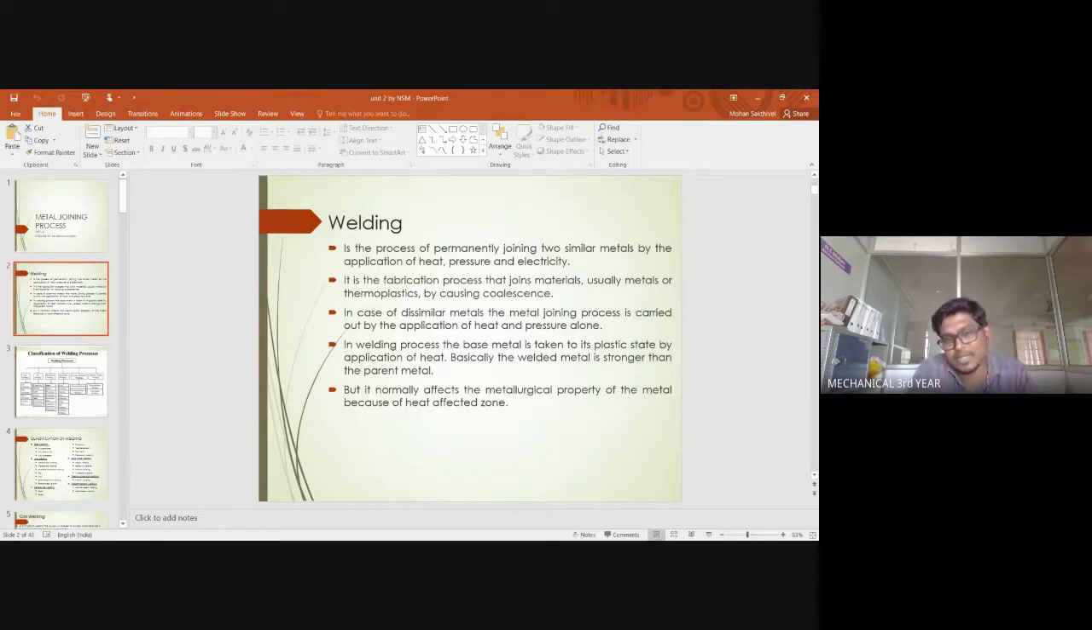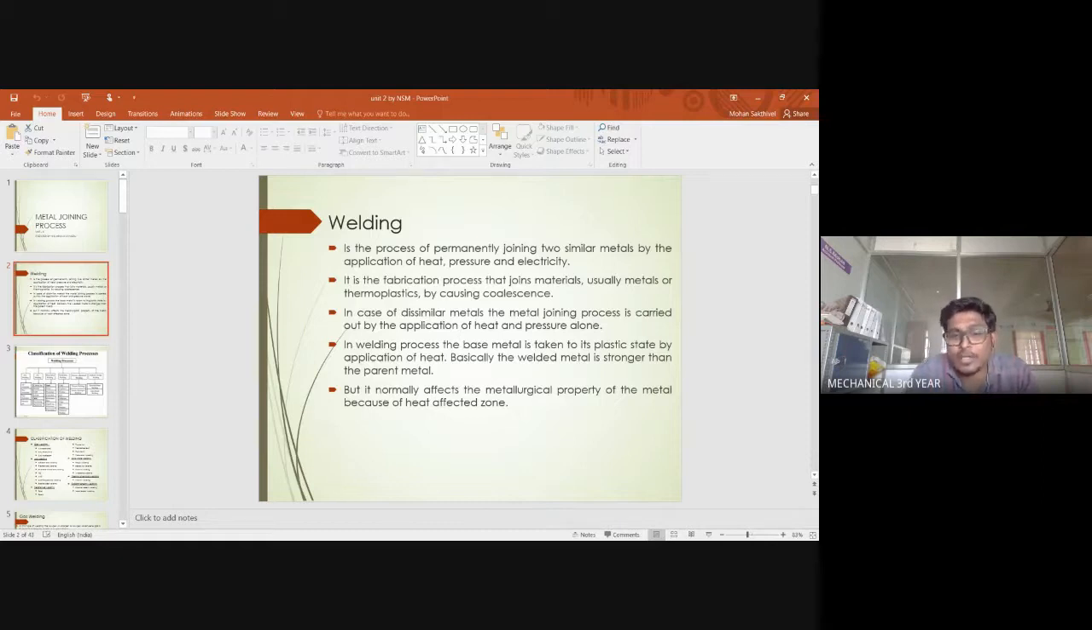What does it mean? In the welding process, say for example, you are considering two similar metals. First you have to heat the metal up to its plastic state. The metal should lose its solid state and start getting converted into liquid state. Until that form, you have to apply the heat over the metal so that it can easily coalesce. Coalescence is nothing but mixing with one another.